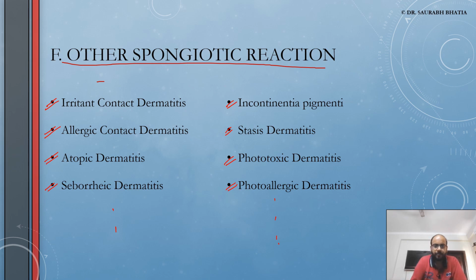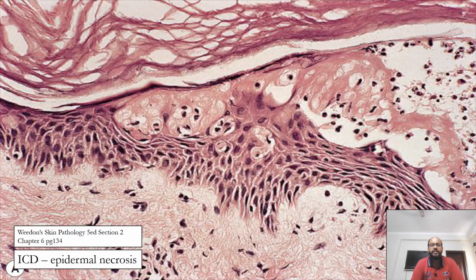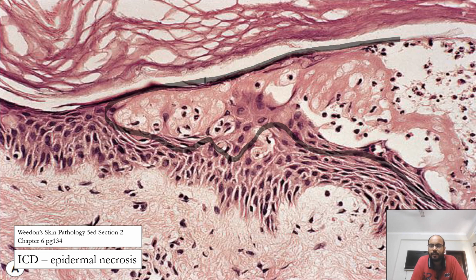The last pattern is other spongiotic reaction. We have told you that other spongiotic reaction is just a variant of haphazard spongiotic reaction. So we'll discuss them together, other spongiotic reaction pattern. And it includes all the forms of dermatitis like irritant contact dermatitis, allergic contact dermatitis, atopic dermatitis, seborrheic dermatitis, incontinentia pigmentis, stasis dermatitis, phototoxic dermatitis, photoallergic dermatitis, and this is not an exhaustive list. There are a lot of different disorders that come into it.